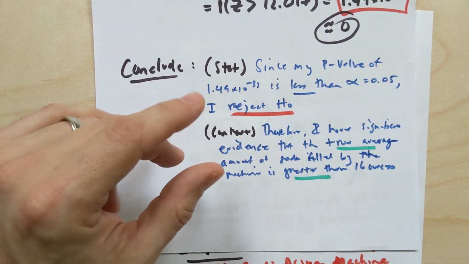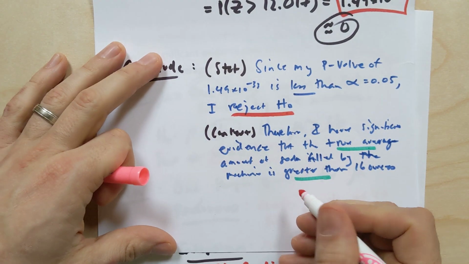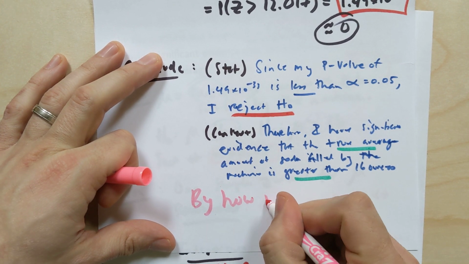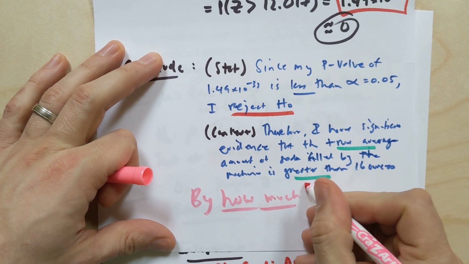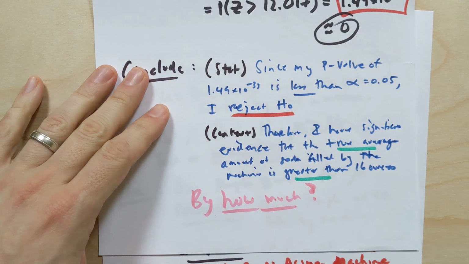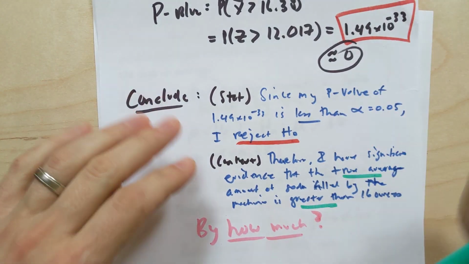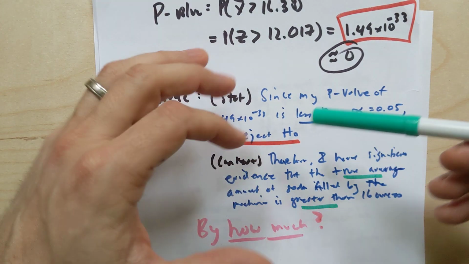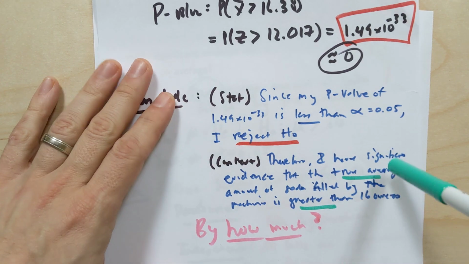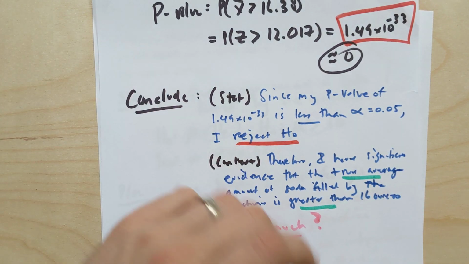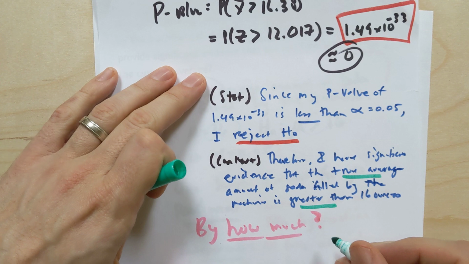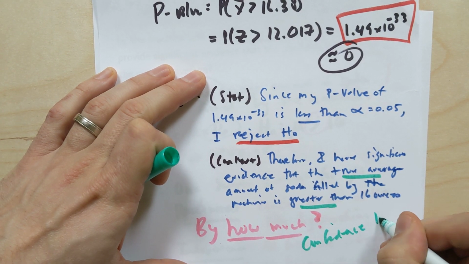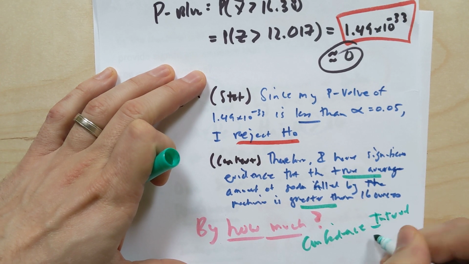Another thing that's kind of interesting is it doesn't necessarily tell me by how much. You might still wonder, by how much is it overfilling the cups? Notice that the significance test can't tell us this. It doesn't give a confidence interval or an estimate of how much the cups are overfilled. All I can say is that it is more than 16 ounces. If I want to estimate exactly how much it's overfilling the cups, I would need a confidence interval, and that's a different procedure. That's what we learned before, and we didn't do that here.